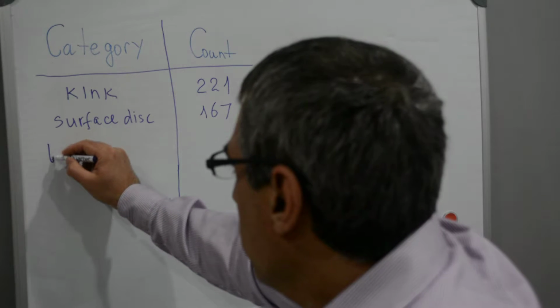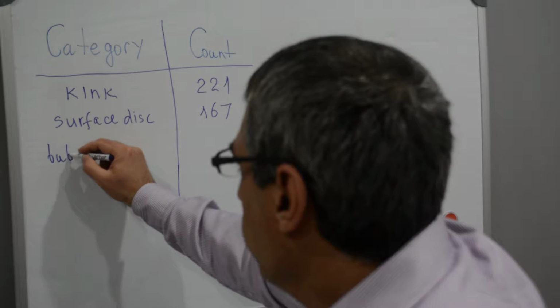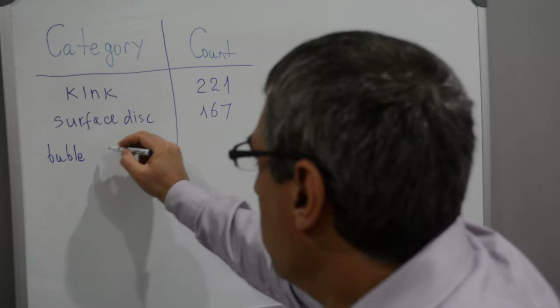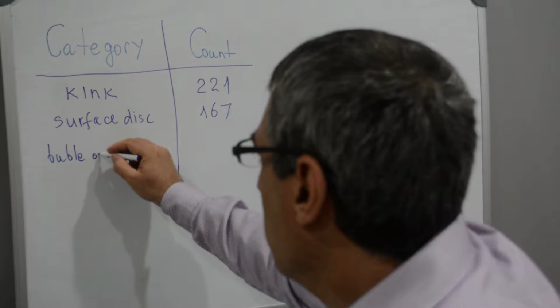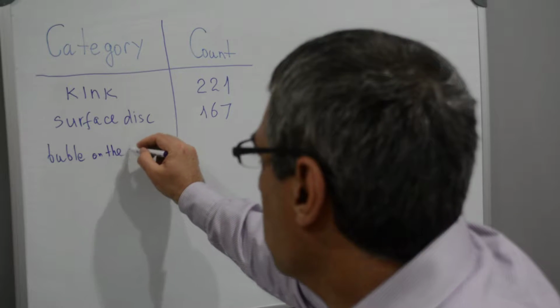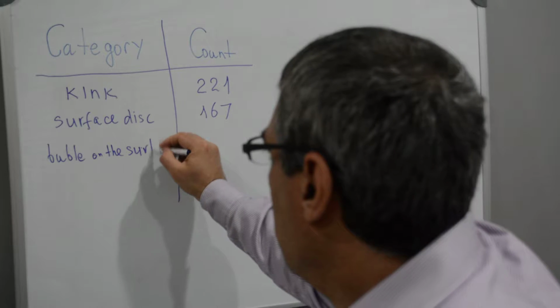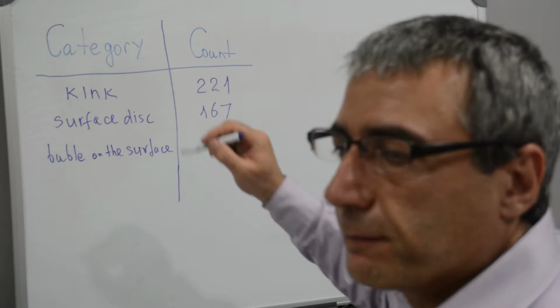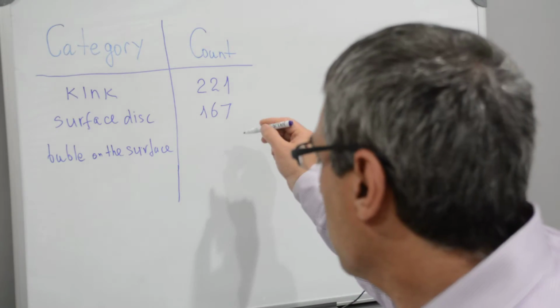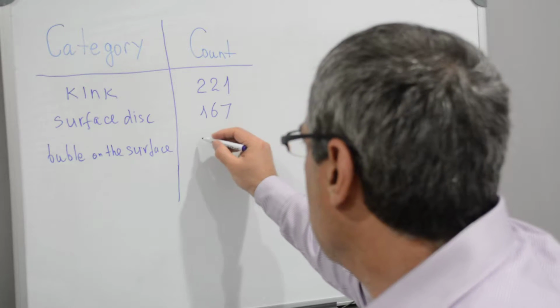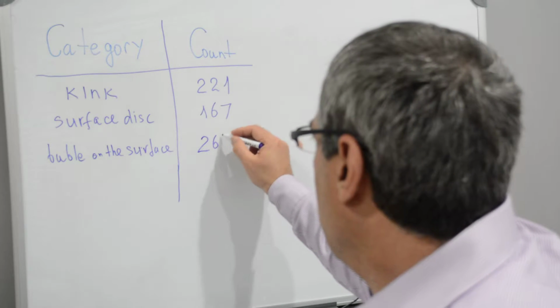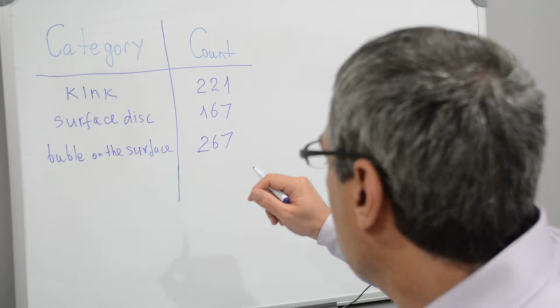Because of the high humidity, we observe bubbles on the surface during the reflow process. So there were 267 catheters rejected for that purpose.